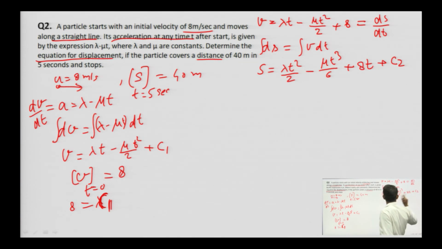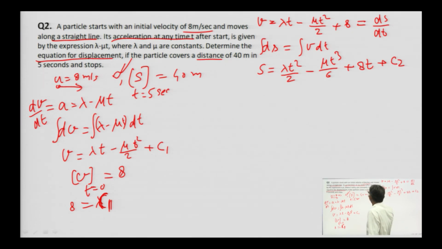This value of C 2 can be known by putting this boundary condition: S is equal to 40 at time t is equal to 5. Then we will get the value of C 2.